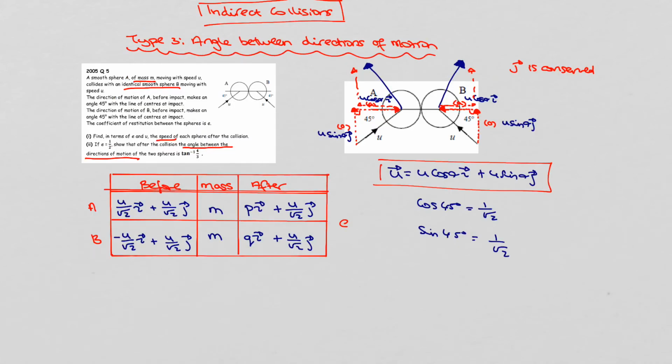So for the second part of the question, we're given that e is equal to a half. So we're actually only given the value of e here for the second part of the question. And we want to find the angle between the directions of motion.